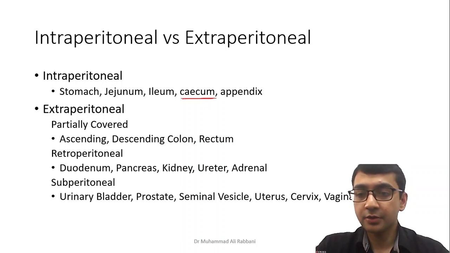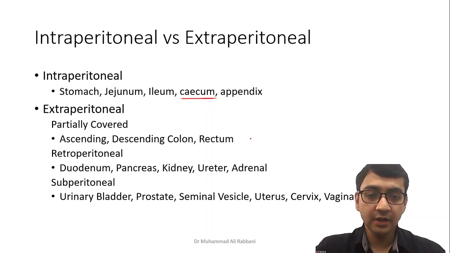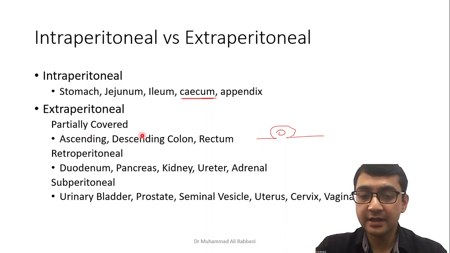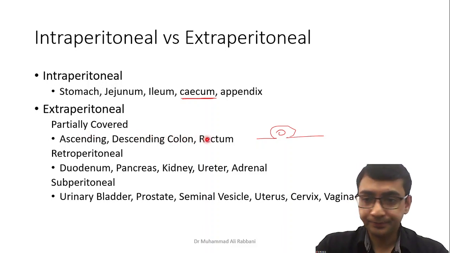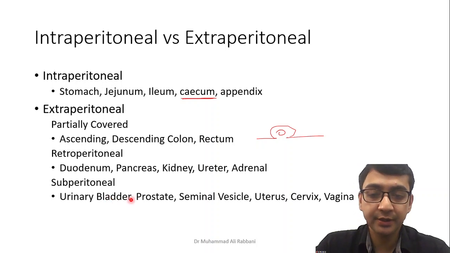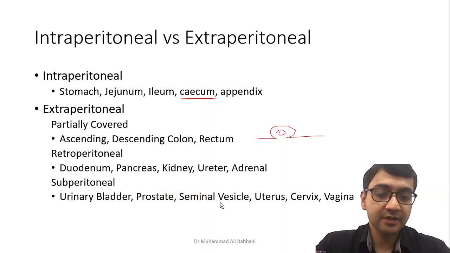And then there are extraperitoneal organs. We further divide them into three subdivisions. Partially covered are the ones that are basically covered on three sides but not completely within the peritoneum. They are basically the ascending and descending colon and the rectum. Then there are retroperitoneal organs. They are in the posterior wall: duodenum, pancreas, kidneys, ureter and adrenal gland. Then there are subperitoneal organs. They are below the lower margin of the peritoneum: urinary bladder, prostate, seminal vesicle, uterus, cervix and vagina.